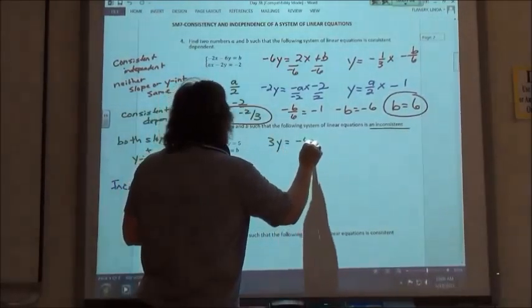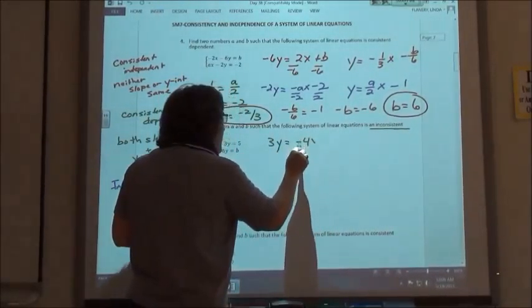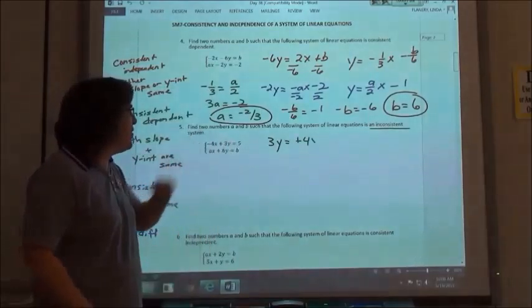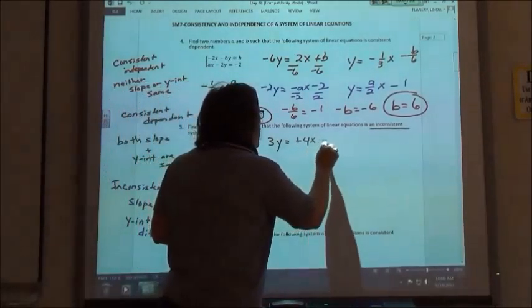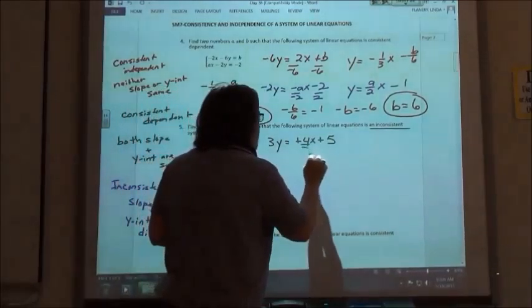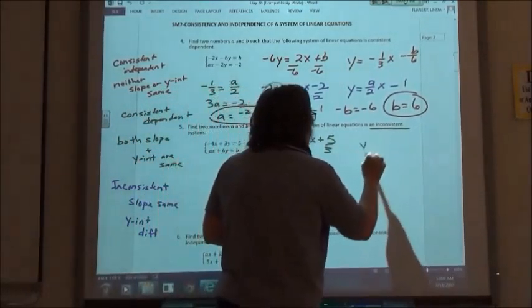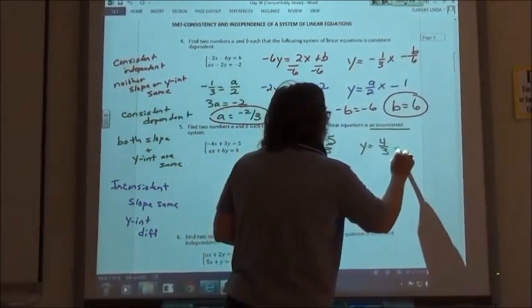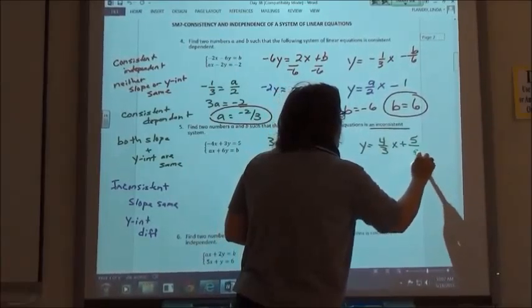3y equals negative 4, whoops, positive. Better make that a positive when I move that over. Positive 4x plus 5. I'm then going to divide by 3. So y equals 4/3 x plus 5/3.